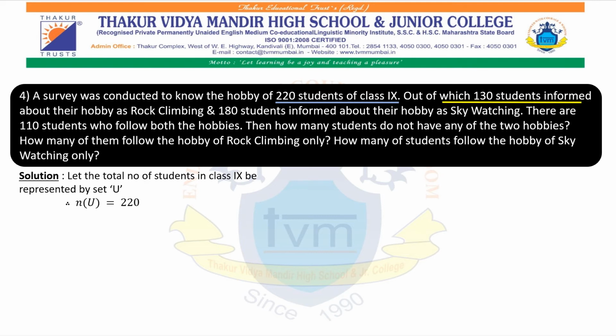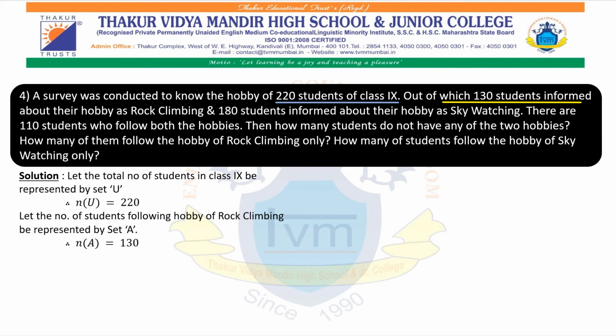Then they had said out of which 130 students informed about their hobby as rock climbing. This group of students we will take it as set A. Therefore, we will write let the number of students following hobby of rock climbing be represented by set A. And how many students are there? 130. Therefore, n of A equals to 130.